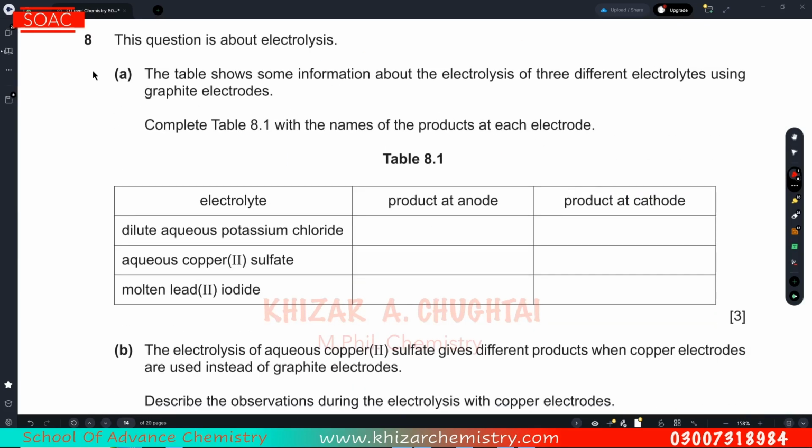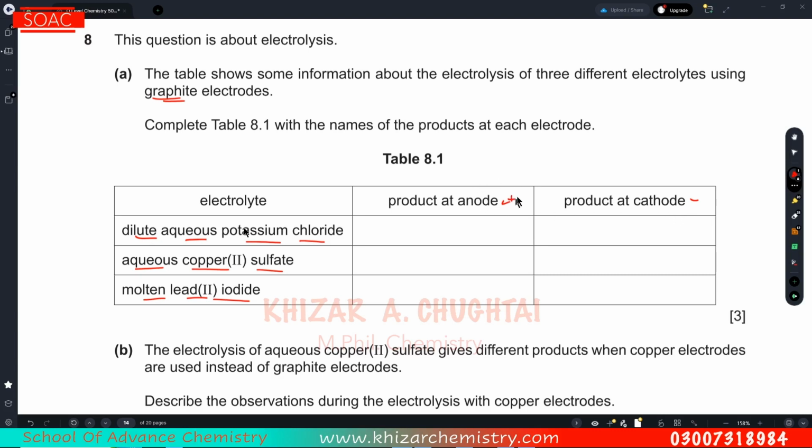Question number 8. This question is about electrolysis. The table shows some information about the electrolysis of 3 different electrolytes using graphite electrodes. Complete table 8.1 with the name of the product at each electrode. Electrolyte: dilute aqueous potassium chloride, aqueous copper 2 sulfate, molten lead 2 iodide. What is the product at the anode and what is the product at the cathode?